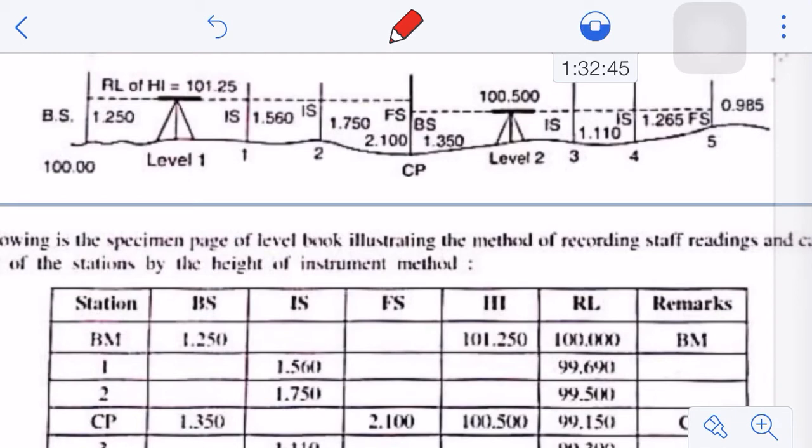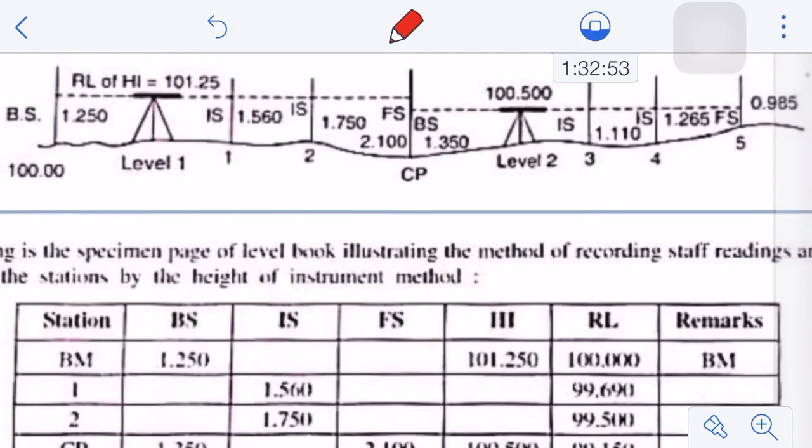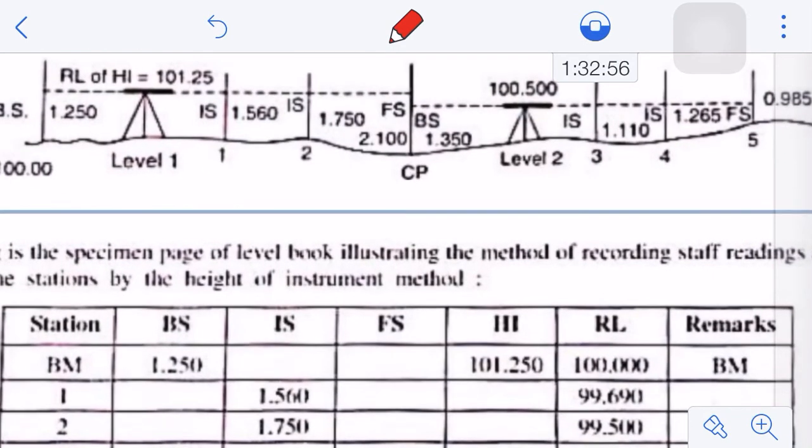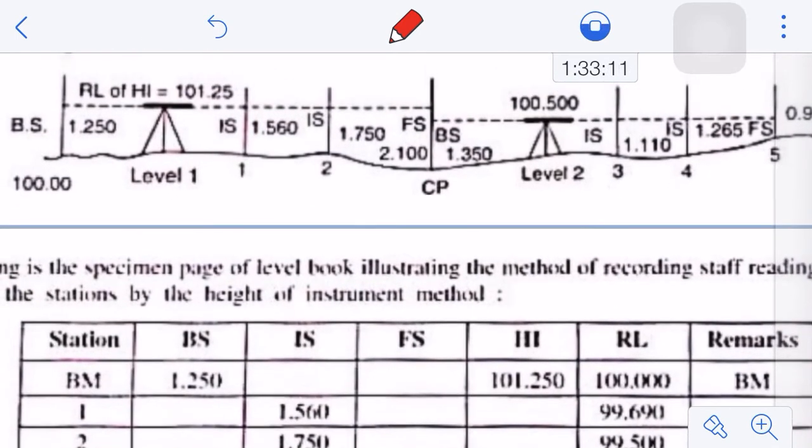Yet you have not reached the last point. You can also bisect this change point, and this may be the last point from this instrument setup at level 1, and that reading is coming as 2.100. So now this reading is considered as your FS. So that's your next step. Once it is done, FS is the reading. Now we are interested in computing RLs. So how will you do it? As I have said, your IS and FS are always subtracted, right? They are always subtracted from the RL of HI.